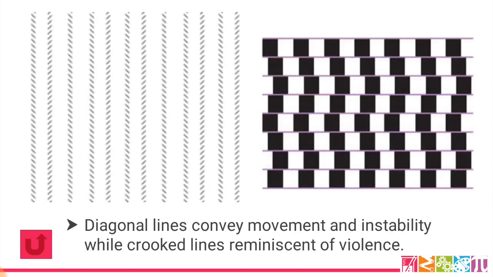We also have diagonal lines and we also have crooked lines. Okay? So you know what? According to this, if you are using diagonal lines, it conveys what? Movement and instability. Okay, as compared to horizontal and vertical lines. While when we talk about crooked lines, they are reminiscent of violence.